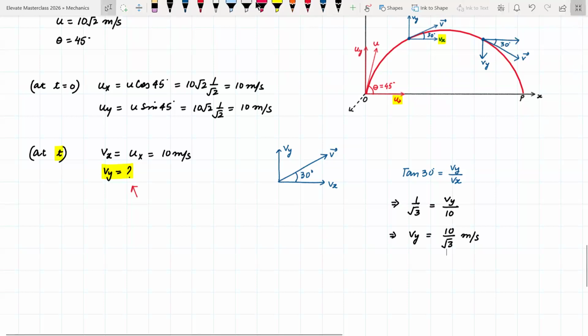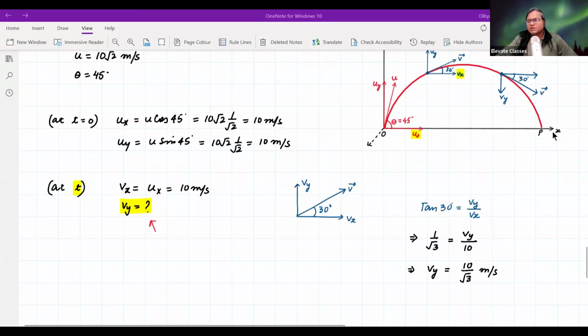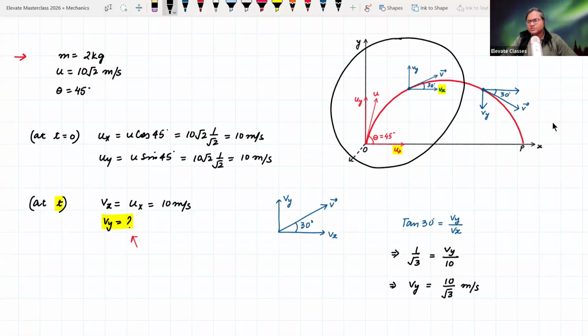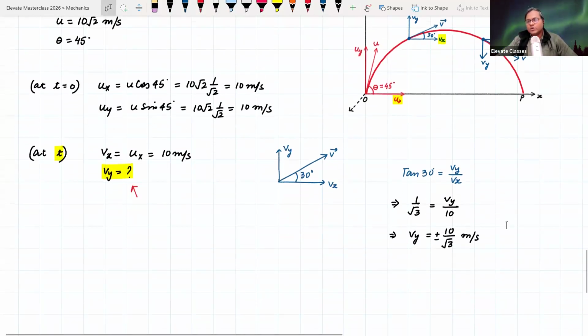Yes, sir. But notice one more thing here, that Vy is not necessarily always positive, because as the projectile is going up, Vy is positive, but as the projectile is going down, Vy is negative. So it's basically plus minus. Okay, Vy can be positive as well as negative depending upon whether the projectile is going up or down. Now the question is, we have obtained Vy, so now I want to obtain time.